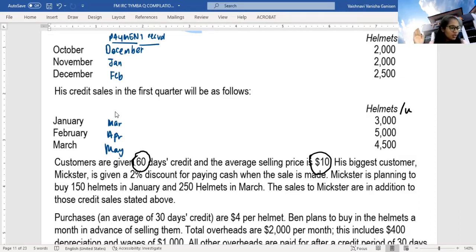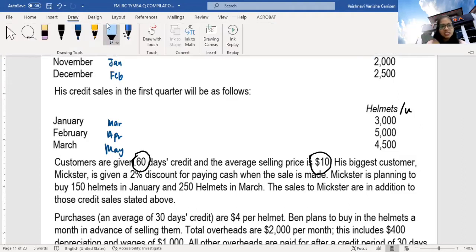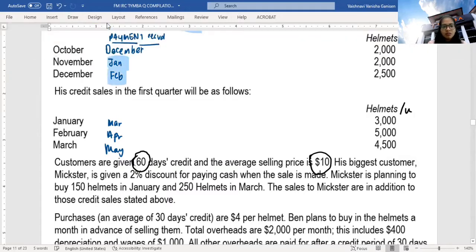Because if your sale is made in October, he will take 2 months to pay. 2 months from October is December. 2 months from November, January. 2 months from December, February, so on, right? But what is important for me is the cash flow that I will receive in the first quarter, because that is my concern. So my first quarter will be January, February, and March. That means I will receive the sales from November, December, and January. That is what I will record in my working.